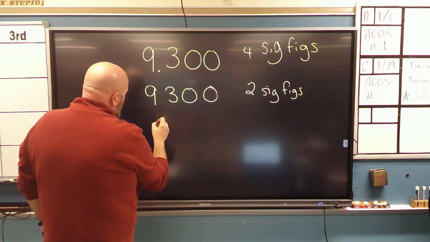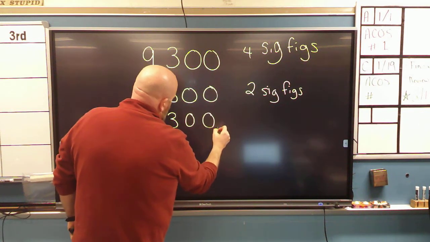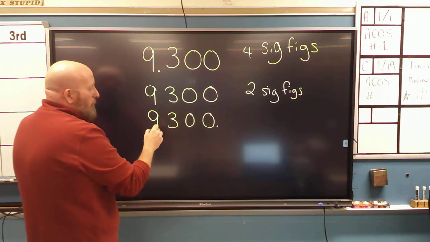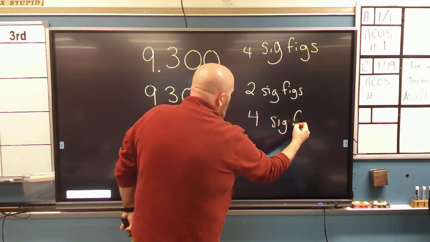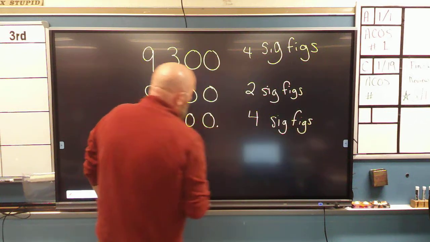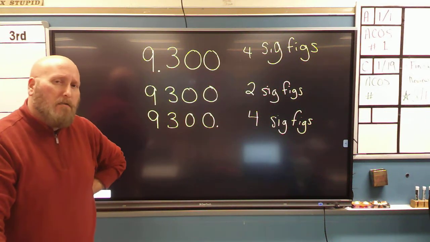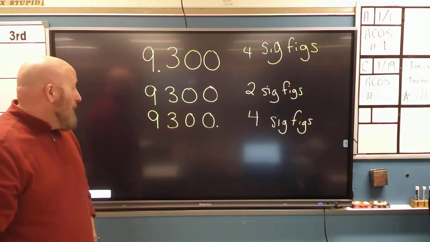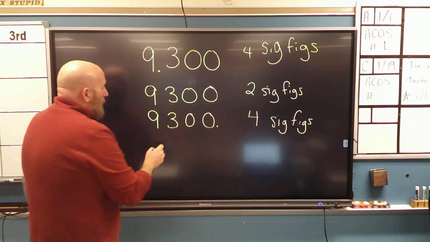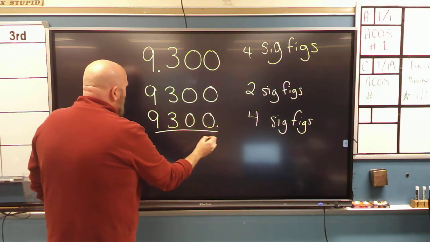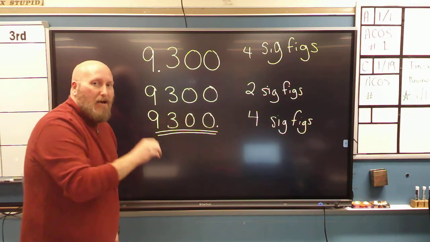Now, what if I did this though? This one also has 4 significant figures. But Mr. Crouch, isn't it the same number? It's 9,300. What this means is, whatever I've weighed or scaled, whatever I've done, I measured it exactly to 9,300.